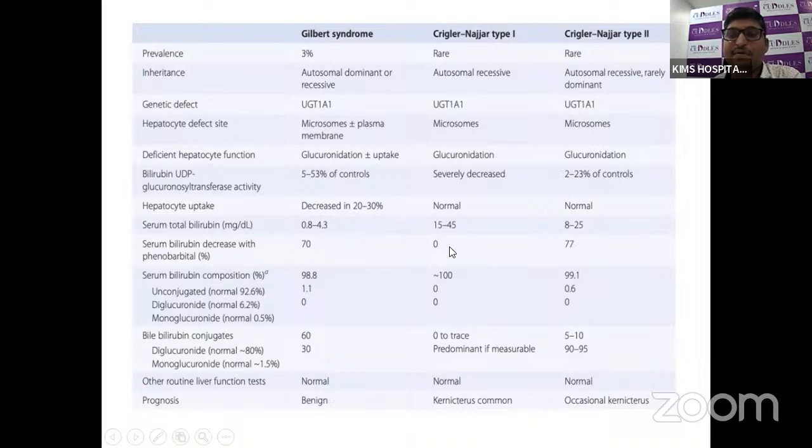However, we have to identify types 1 and 2, where a few children may require phototherapy and exchange transfusion as well. These children are at significant risk of bilirubin-induced neurological dysfunction or kernicterus.